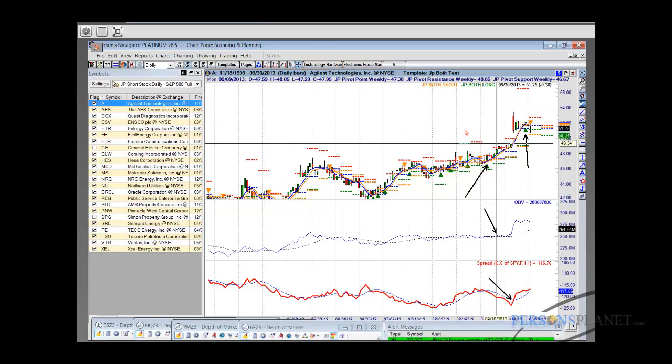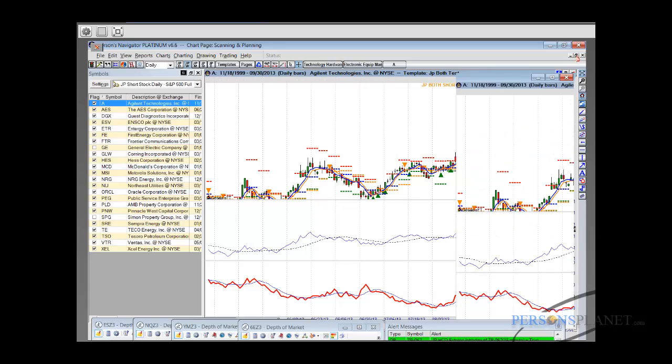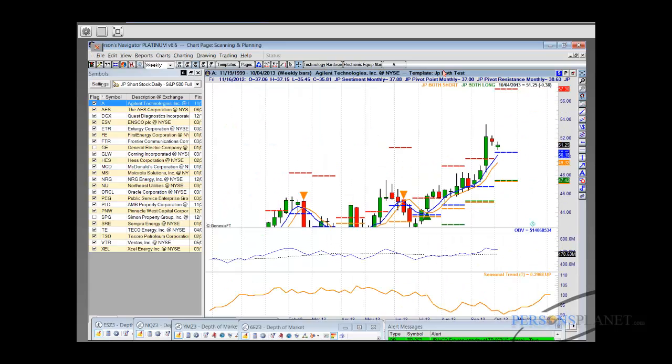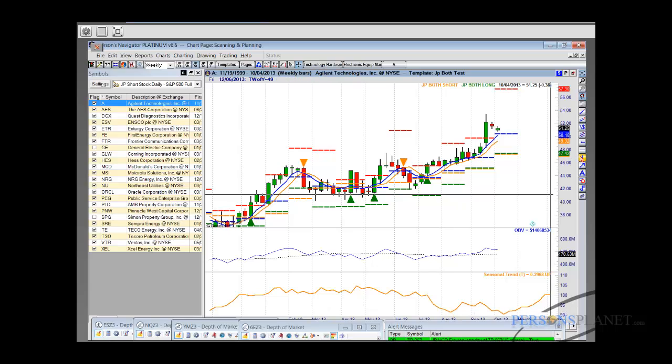As you can see, as we come in here with Agilent Technology, we started to break out relative to the performance of the S&P. The volume started to break out. The trend has been up. What we generally like to look at are weekly time frames. As you can see here, seasonality on the weekly chart is very instrumental.